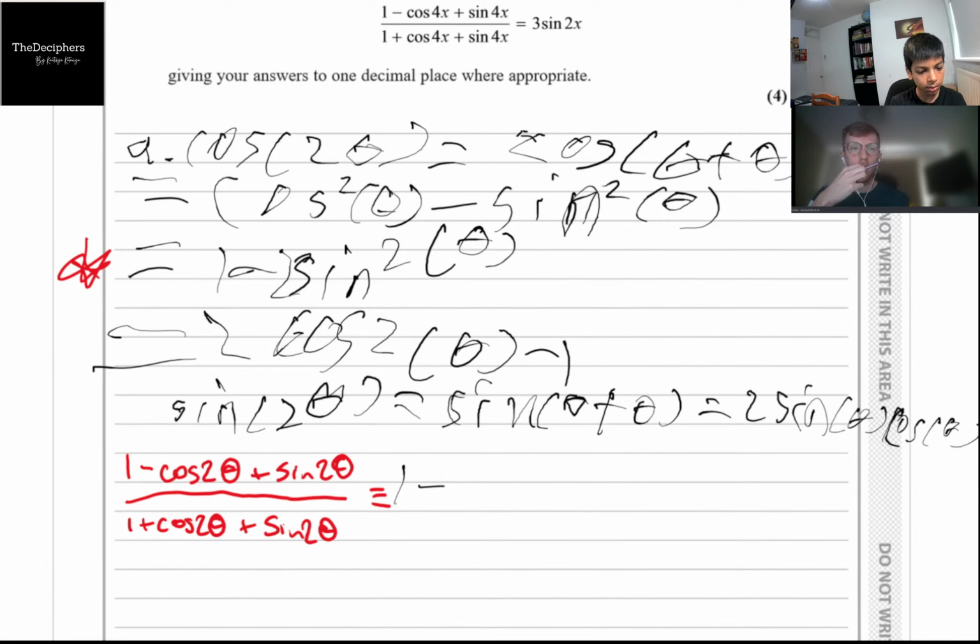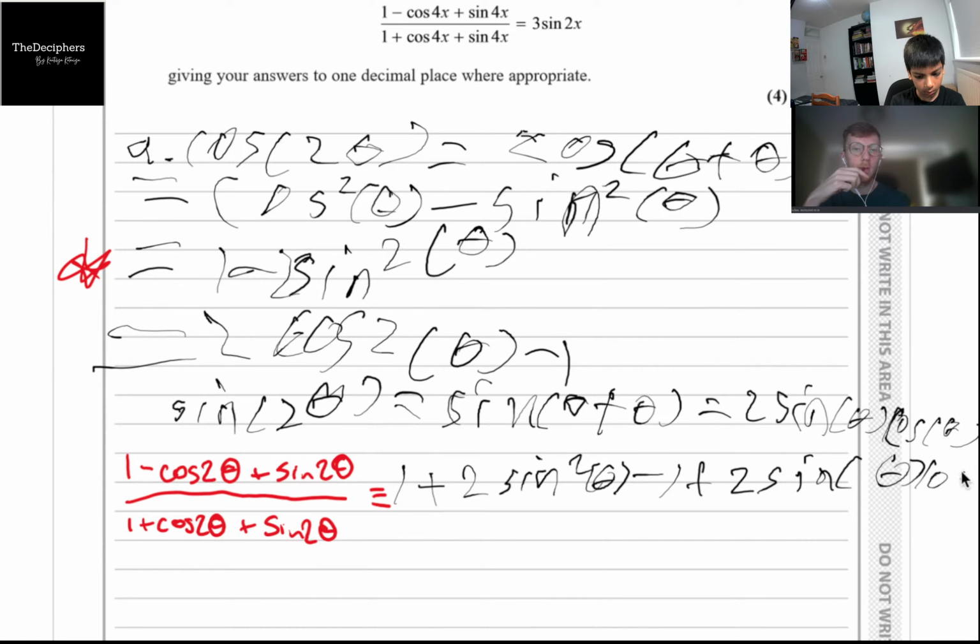So 1 minus 2 sin squared theta is 1 plus 2 sin squared theta minus 1, then plus 2 sin theta cos theta. Good. And then the plus 1 and minus 1 cancel out. Well, let's do the denominator first, maybe.